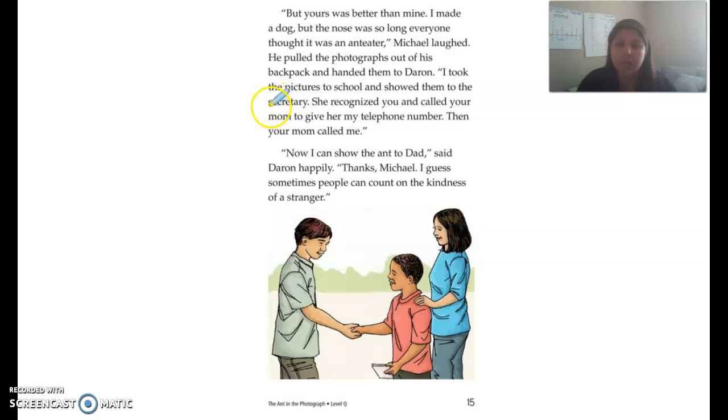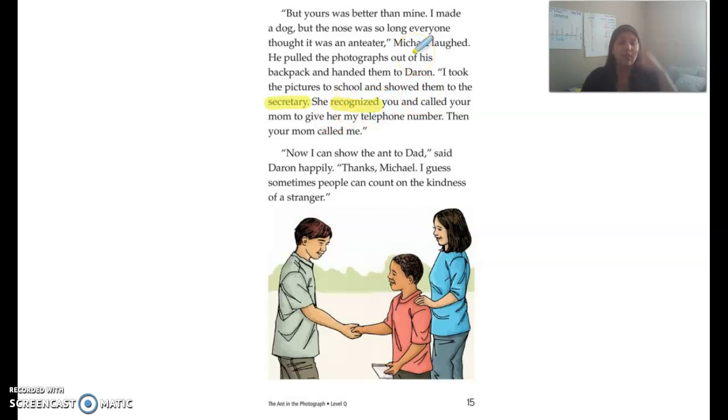Oh, let me do this one. Secretary. That's secretary. That's like the ladies that work in the front office at Michael Elementary. And then this one, recognized. Oh my gosh. Recognized. Sorry, I didn't mean to highlight like two words. Recognized. Okay.